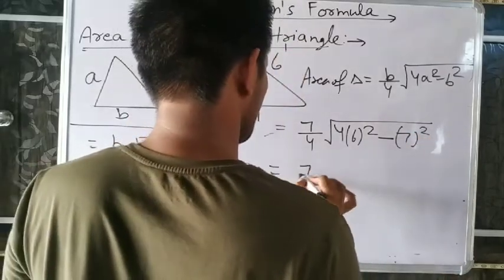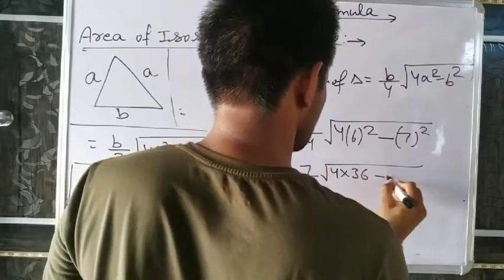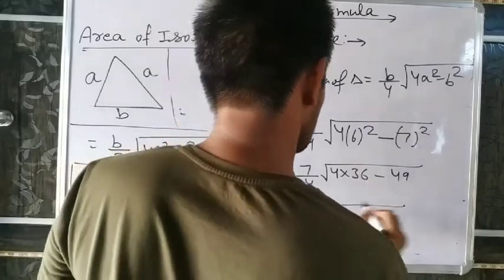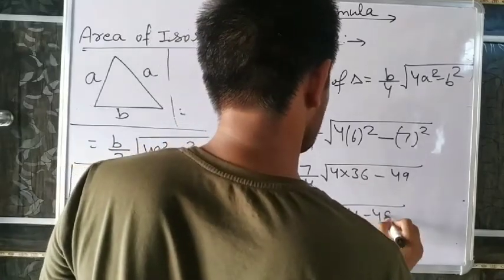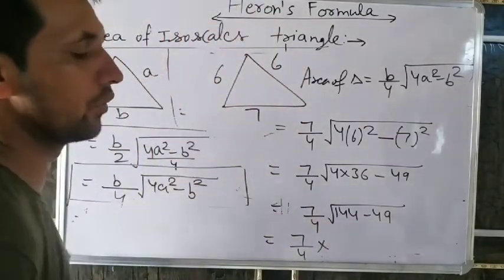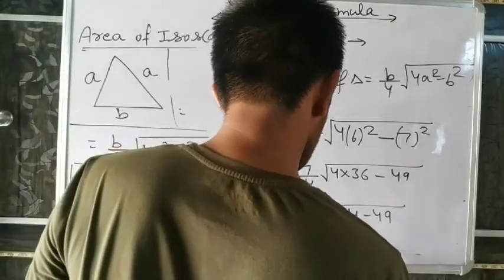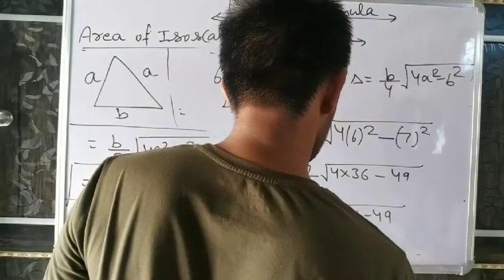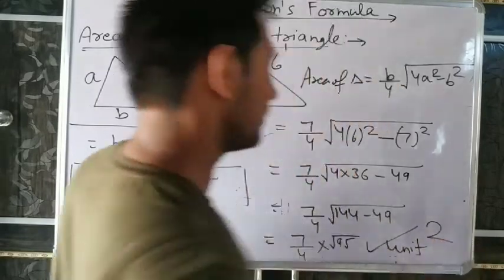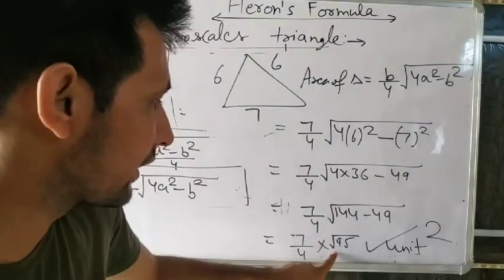Now what remains? 7 divided by 4 under the root 4 into 36 minus 49. 4 into 36 is 144 minus 49. So what remains? 7 divided by 4, 144 minus 49, which is root 95. So it is the area, in unit square, because area is always in centimeter square or meter square. 7 divided by 4 under the root 95.